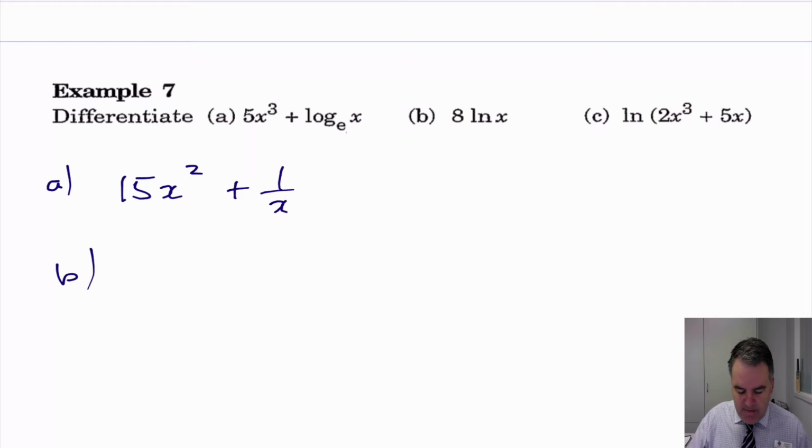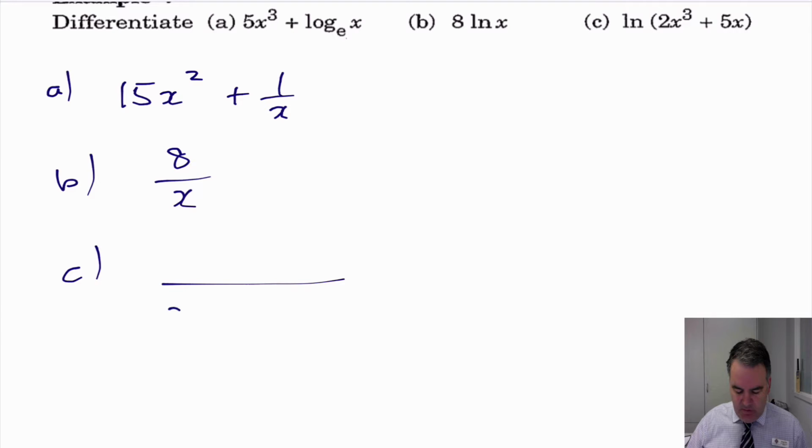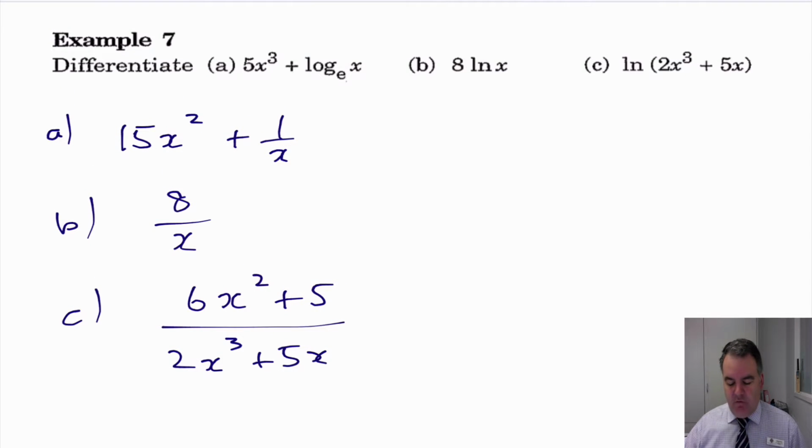For part B, 8 ln x, well that's just 8 times the derivative of ln x, so we know that's 1 over x, so it's just 8 over x. And for part C, ln of 2x cubed plus 5x, here's where the chain rule comes in. So it's 1 over 2x cubed plus 5x times the derivative of that function there, so 6x squared plus 5. So there is the derivatives of those three.